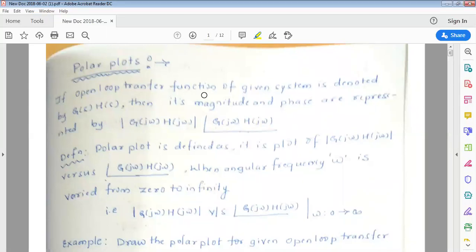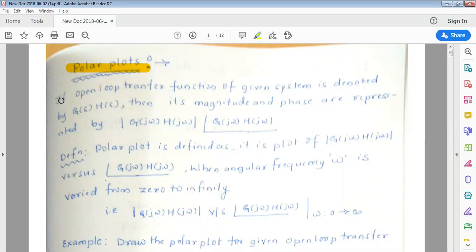Similarly, we have many methods like Bode plots and Nyquist plots. Now, one more is the polar plot. Today we will discuss polar plots, and how exactly polar plots help you determine whether a given system is stable or unstable.